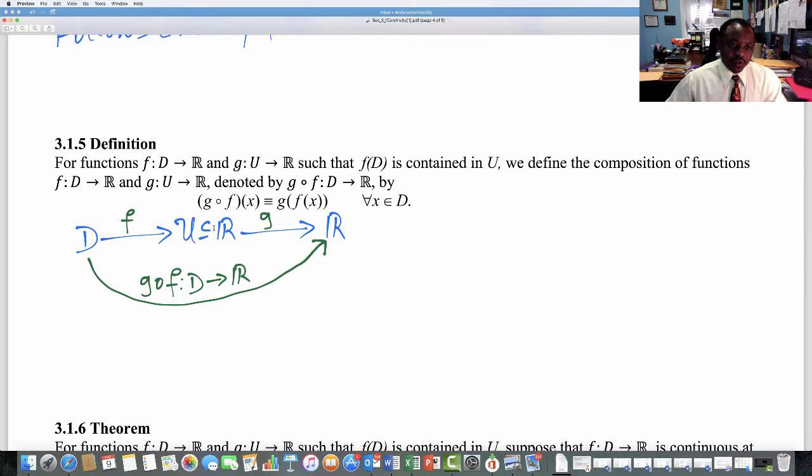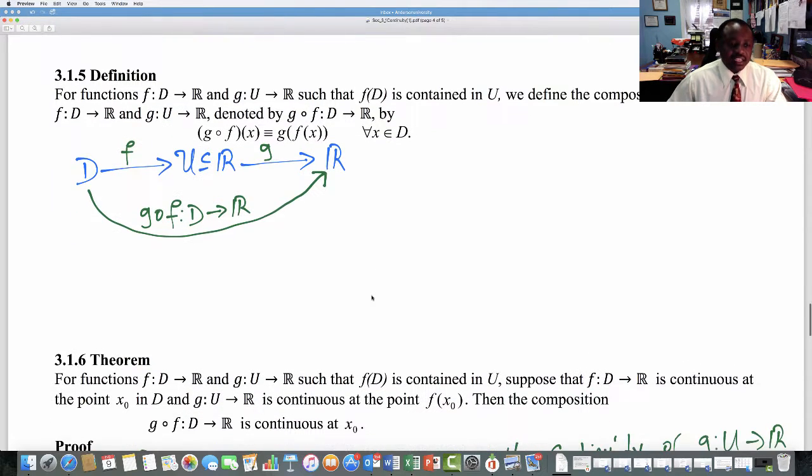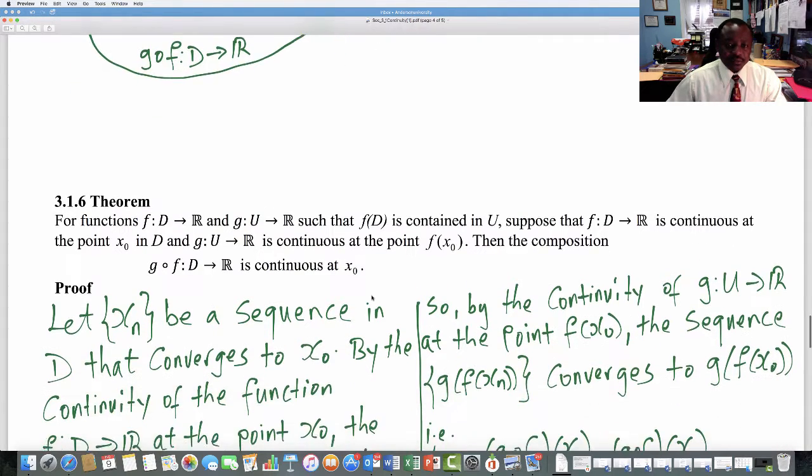So to evaluate this function, we would evaluate f first and then g next. So g composed with f of x is g of f of x for every x in D. Now we have the theorem.